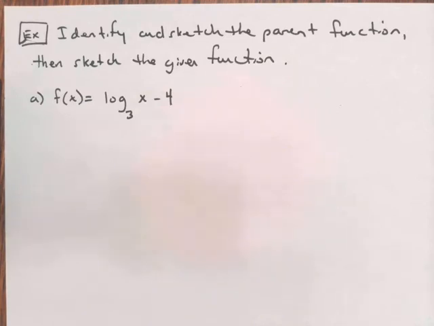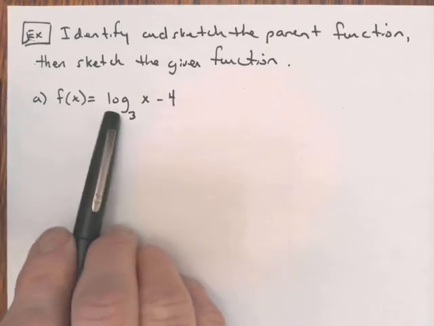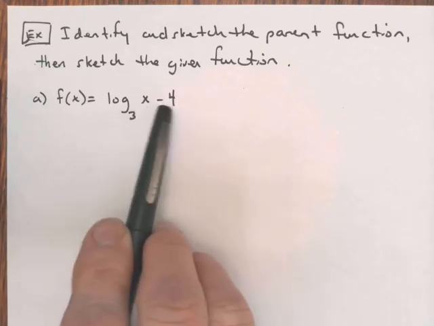For this example, we are going to take a look at a logarithmic equation. We will identify and sketch the parent function and then sketch the given equation. So we're going to be using transformations to do the sketching. Our function that we're going to graph is f of x is equal to log base 3 of x minus 4.